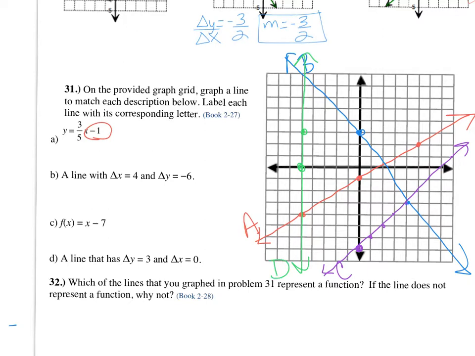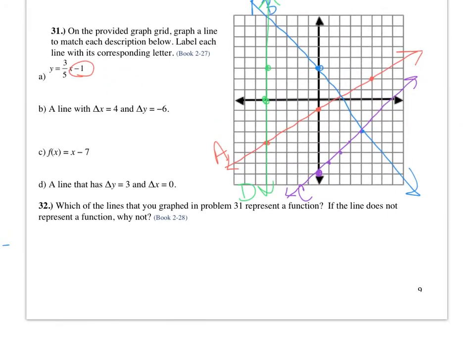Which of the lines that you graphed in problem 31 represent a function? If the line does not represent a function, why not? So if we look at our graphs and we do a vertical line test, which I'm going to do in black here, if I draw a line through A, it crosses 1 time. Draw a line through C, it crosses 1 time. B also crosses 1 time. But D is going to cross infinite times. So we can say A, B, and C are functions.